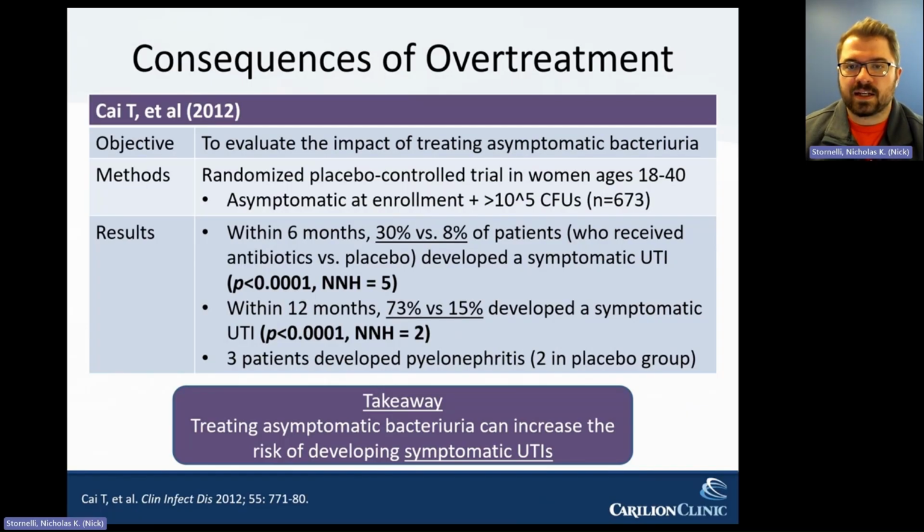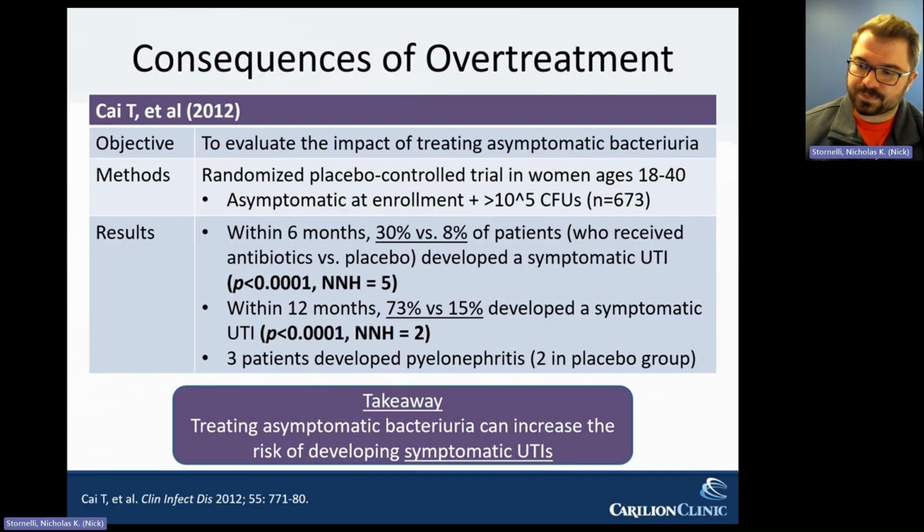We just want to highlight a study from 2012, which is a really important piece of literature in this space. It was a randomized placebo-controlled trial looking at women aged 18 to 40 who were asymptomatic at enrollment but did have bacteriuria. They looked at the endpoint of symptomatic UTI development at the 6-month and 12-month time frame. They found a clinically and statistically significant difference, with many more patients who were asymptomatic and received antimicrobials developing symptomatic UTI in both the 6-month and 12-month windows.